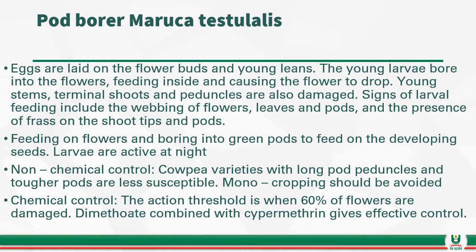Now the chemical way of controlling this pest, this menace, is by using dimethoate combined with cypermethrin. And when do you use this? When you see that 60% of the flowers are damaged, when you see that the plants are damaged to this effect, then you now use this chemical combination for the control.